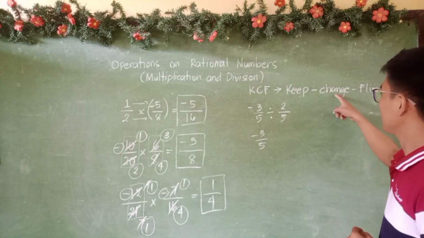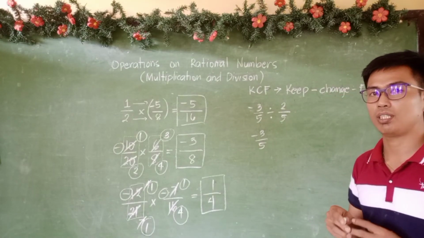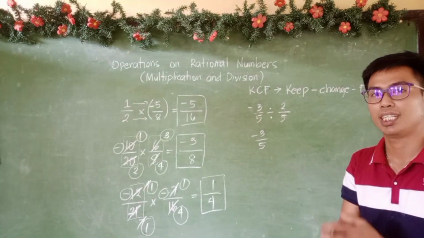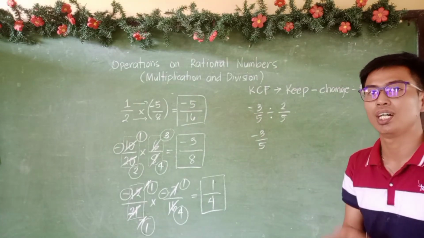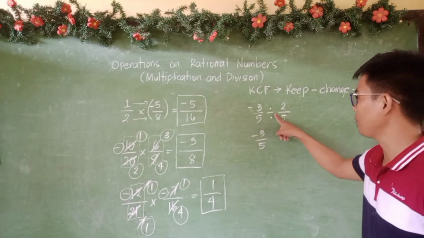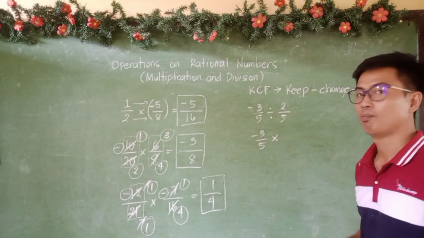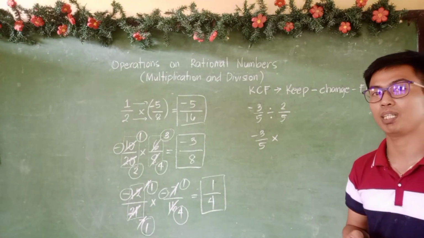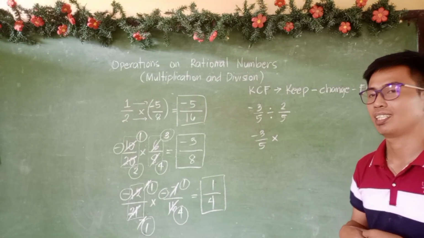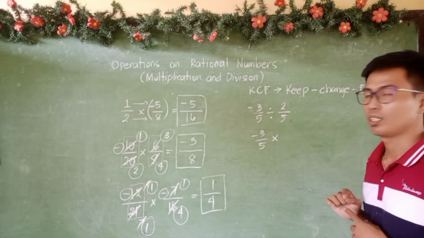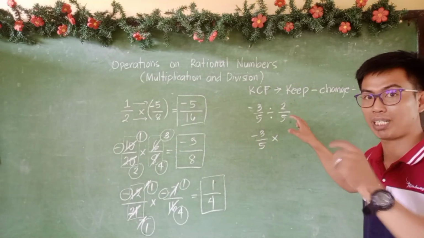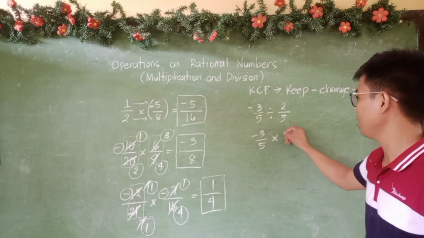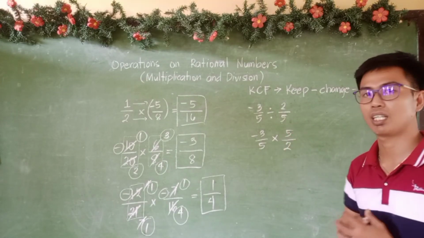And then change. So what do you mean by the process change? So from division, i-change natin siya into multiplication. So from division, magiging multiplication. And then for the flip, alam naman natin ang ibig sabihin ng flip is babaliktarin lang natin. And that is for the divisor. So you just flip the divisor or baliktarin nyo lang. So 2 over 5, pag binaliktad, that is 5 over 2.